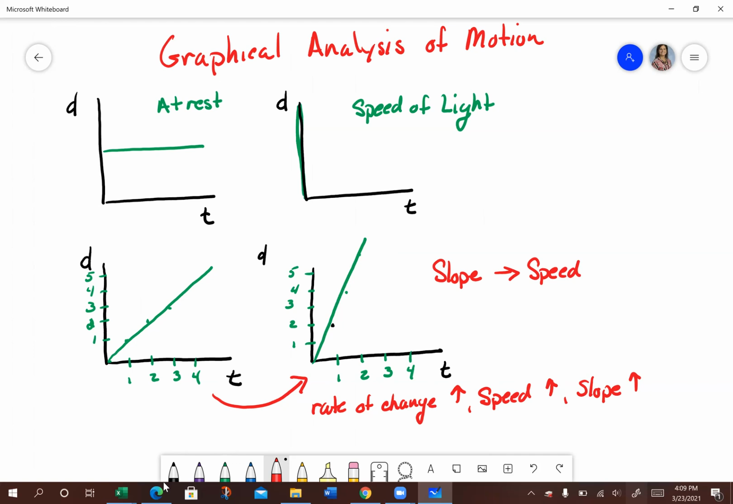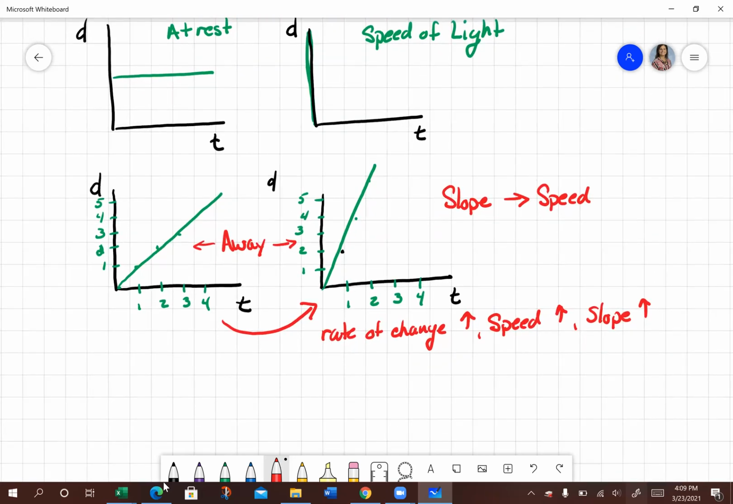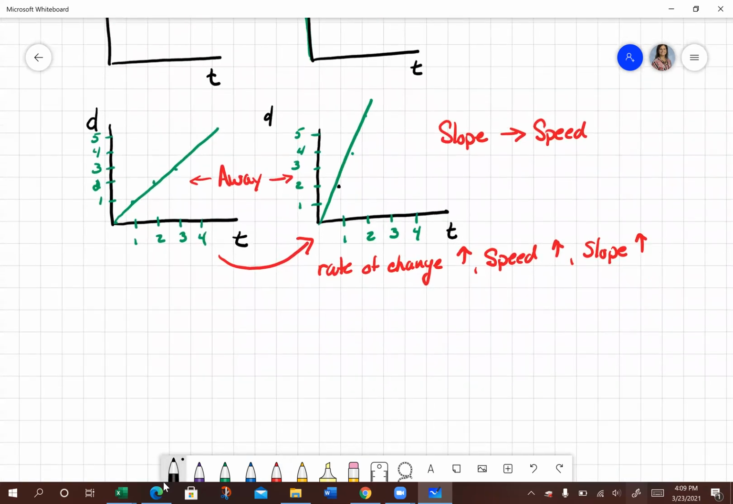If my distance is increasing over time, I'm moving away. So both of these, I am moving away from the reference frame as time goes on. But comparing this one to that one, I became closer to the vertical, which is the speed of light, so I must be getting faster as time goes on.